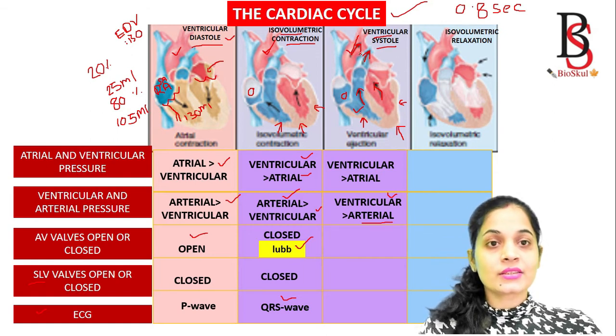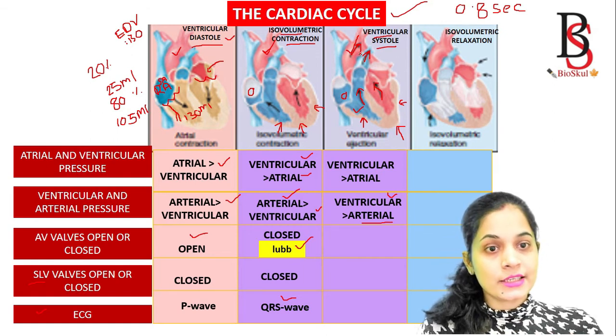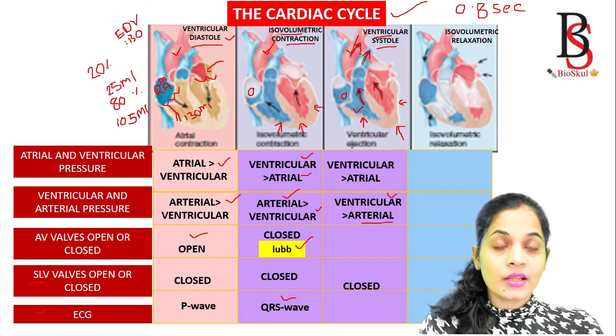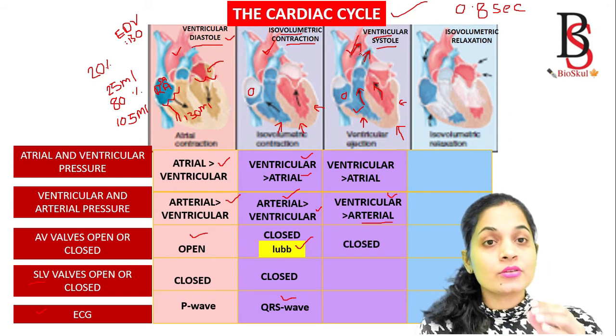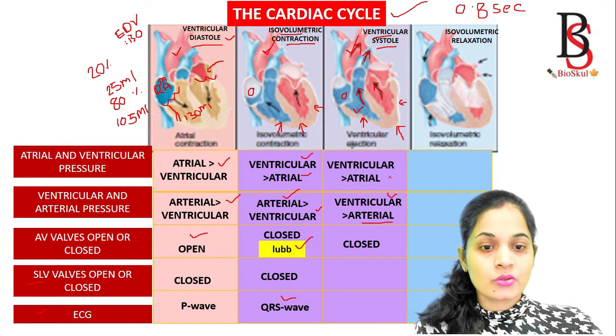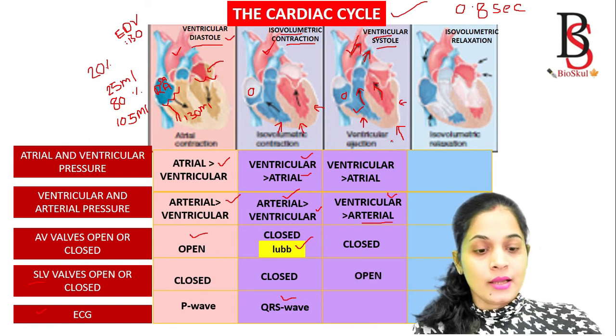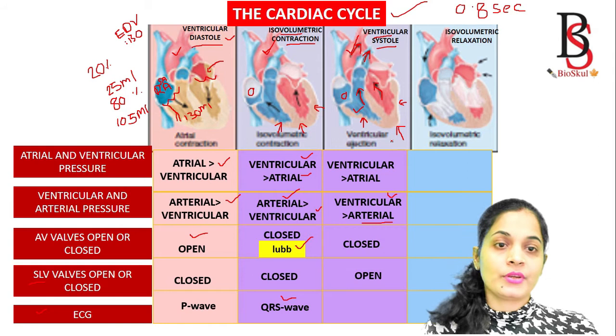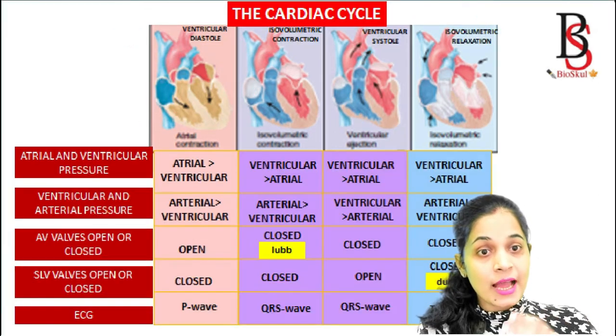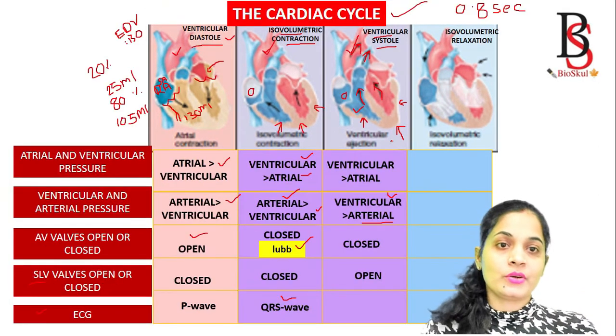That's why it is called ventricular ejection. So how will they move? They will move when there is opening of the semilunar valve. So here the AV valve is closed and the semilunar valve will open. Ventricular pressure is higher than the arterial pressure, so it will open.